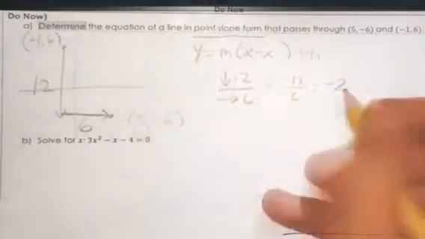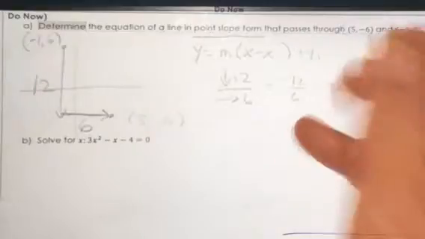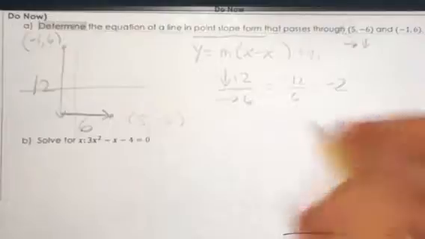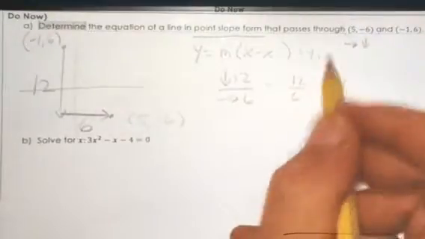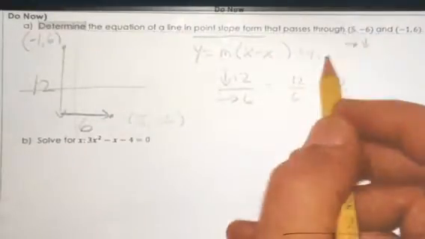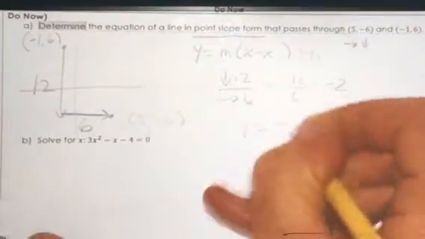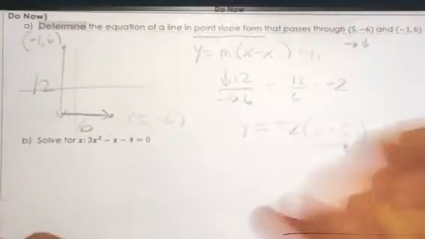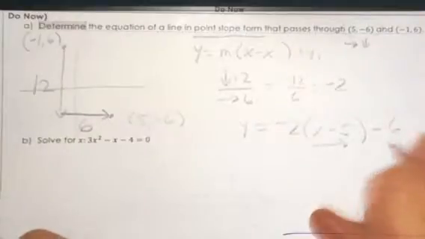This is the slope of negative 2. Now we will substitute one of the coordinates. We'll use (5, -6). This says go right and down. So we're substituting into this point-slope equation where we have the slope of negative 2. Then x1 is 5 and y1 is negative 6. So it looks like y equals negative 2 times (x minus 5), that's right 5, minus 6, down 6.